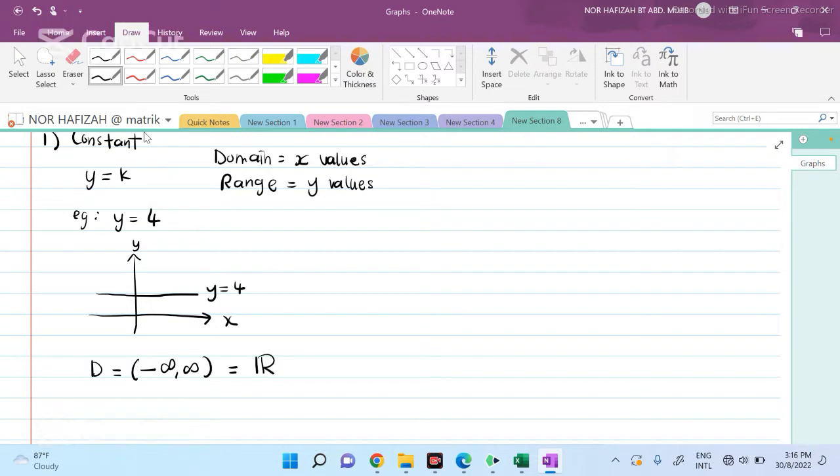That is called the real numbers R, to differentiate from R for range, the usual R. Range will be only the number 4. So if they give you 4, it will be only the number 4. And the shape of the graph is only a straight line.